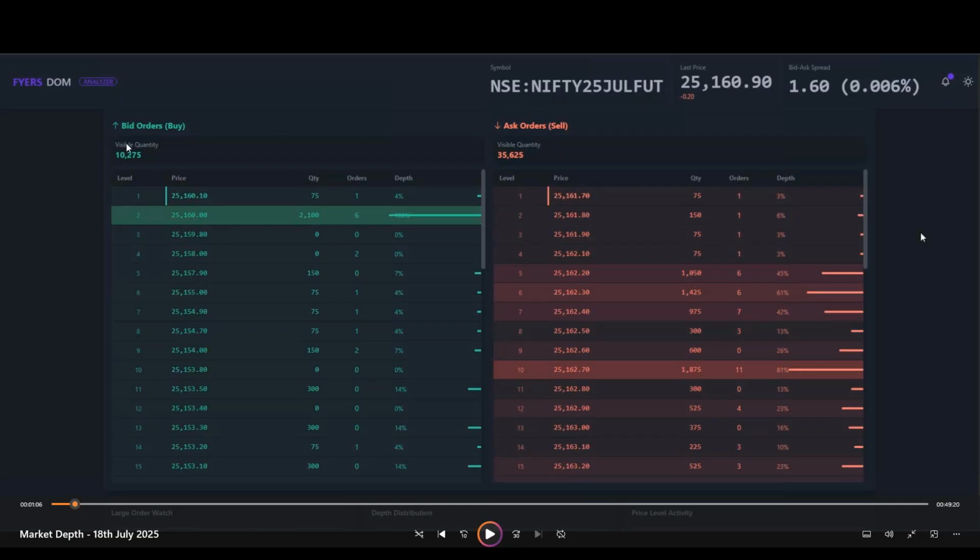So more than the number of sellers, the number of buyers here is 10,275. People will see 35,625 over here and think, oh, there are a lot of sellers, that's why the price is going to go down, sellers are going to push the market down. Let me tell you, these are pending orders. They're not going to push the market down.